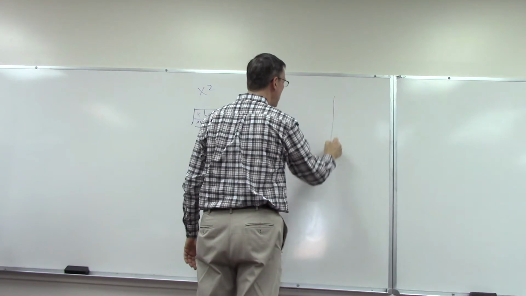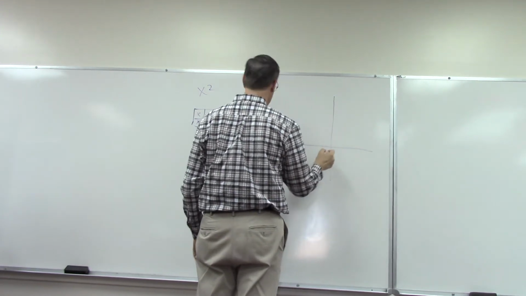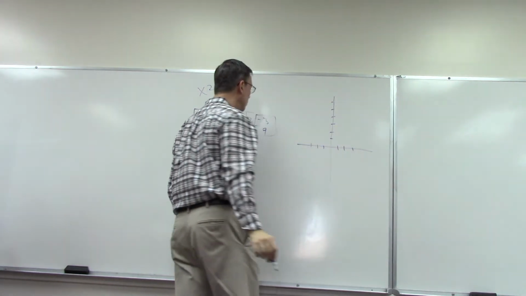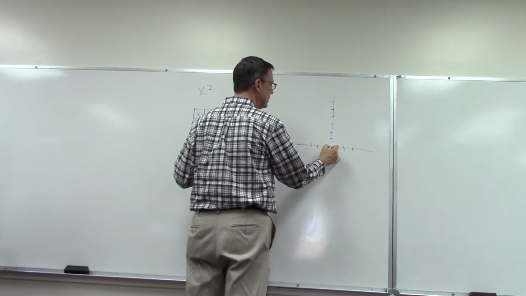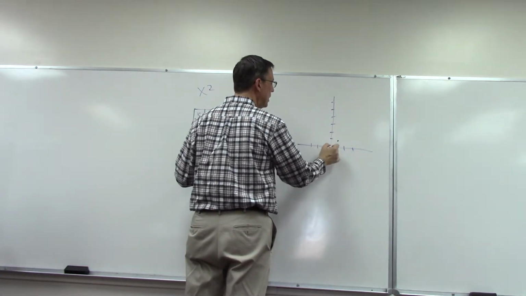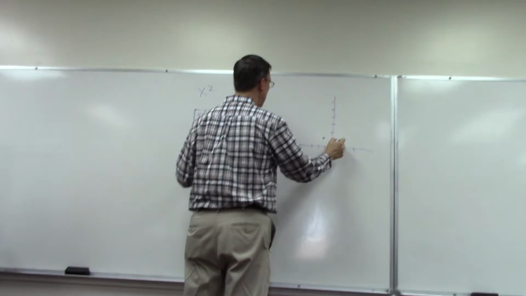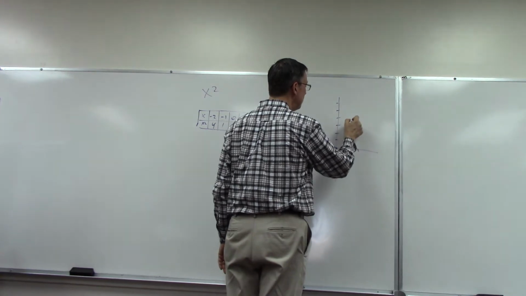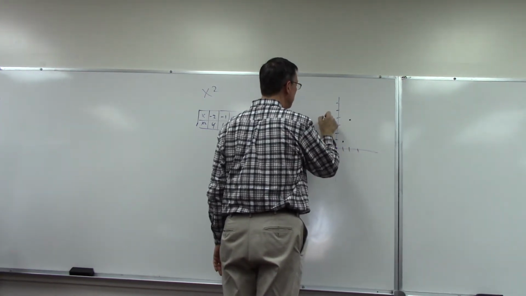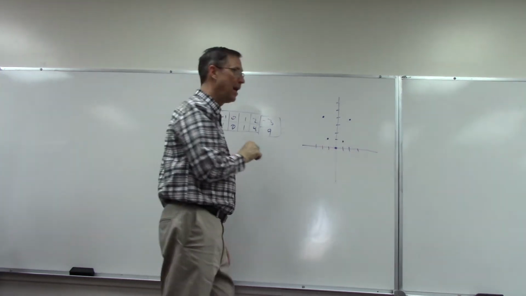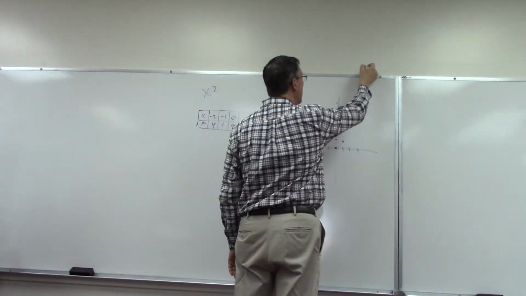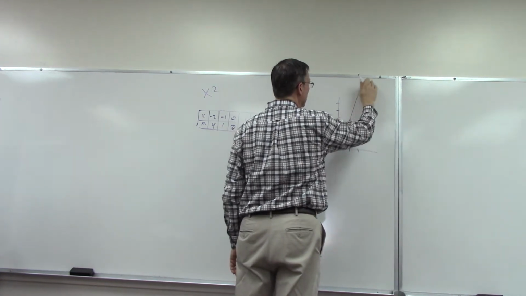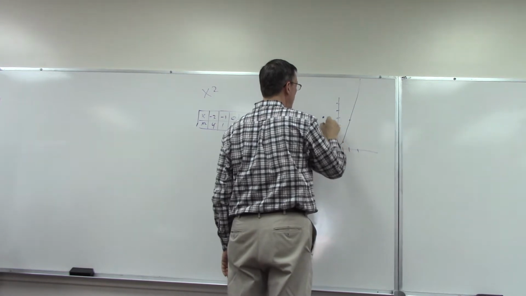All right, so let's draw a graph. 1, 2, 3, 4, 5, 6. 1, 2, 3. So look what happens. 0, 0. All right, that's easy. That's the origin. 1, 1. -1 is also up here at 1. And then out here at 2, it goes up to 4. -2 is up here at 4, right? And then when I go to 3, it's way up here at 9. So the graph kind of goes like that, actually. And over here.